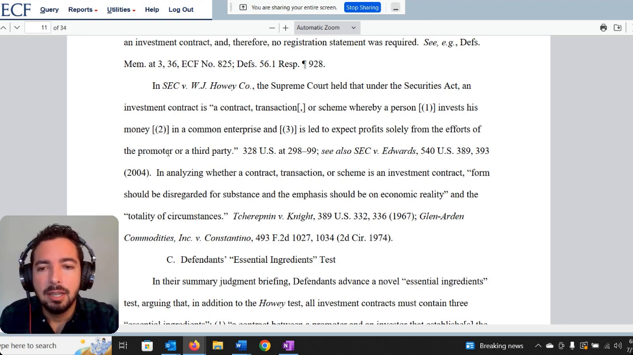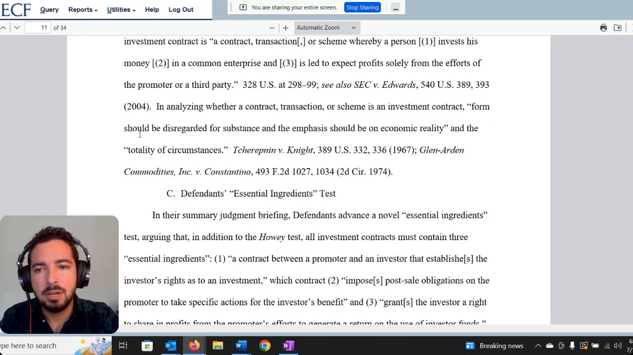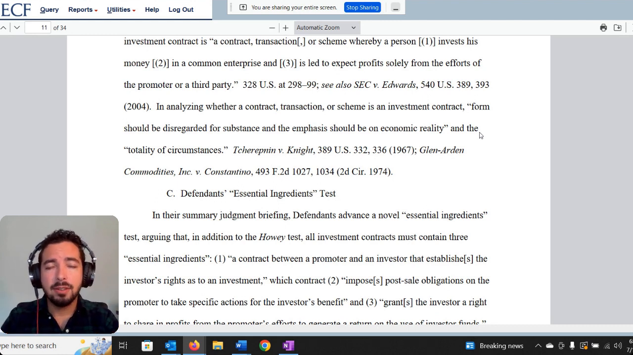So, in analyzing whether a contract, transaction, or scheme is an investment contract, form should be disregarded for substance, which is a very common legal phrase, and I'll explain that in a second. And the emphasis should be on economic reality and the, quote, totality of the circumstances. Now, lawyers, we hear this all of the time, especially going through law school. Form should be disregarded for substance. That basically means we don't care what you call it.